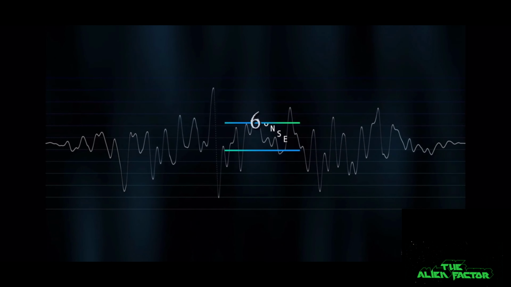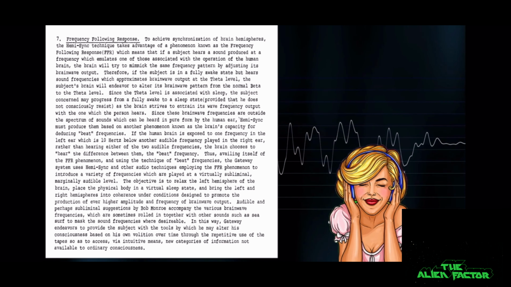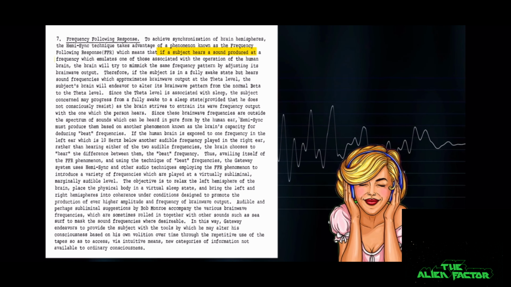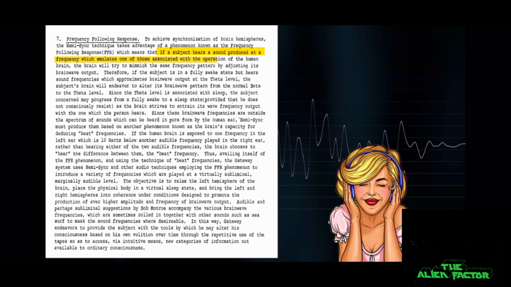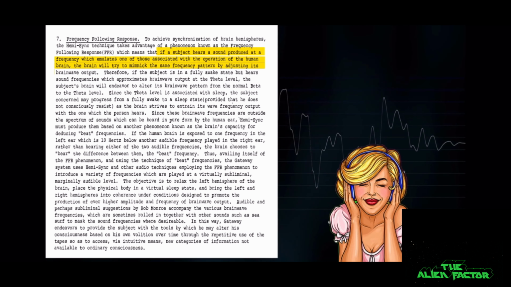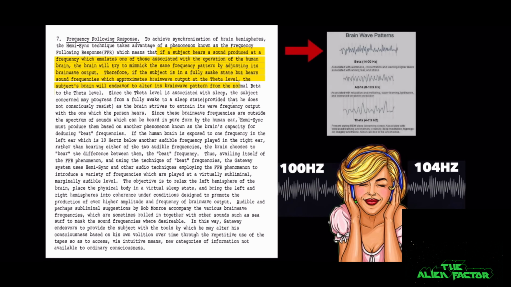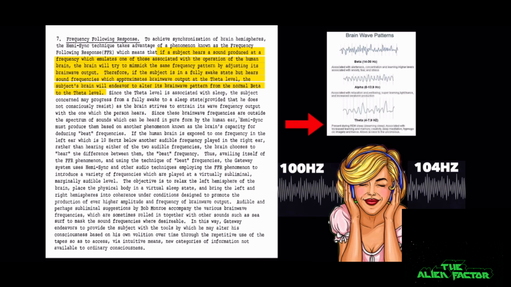To achieve synchronization of brain hemispheres, the Hemi-Sync technique takes advantage of a phenomenon known as the frequency-following response, which means that if a subject hears a sound produced at a frequency which emulates one of those associated with the operation of the human brain, the brain will try to mimic the same frequency pattern by adjusting its brainwave output. Therefore, if the subject is in a fully awake state, but hears sound frequencies which approximate brainwave output at the theta level, the subject's brain will endeavor to alter its brainwave pattern from the normal beta to the theta level. Since the theta level is associated with sleep, the subject concerned may progress from a fully awake to a sleep state as the brain strives to entrain its wave frequency output with the one which the person hears.